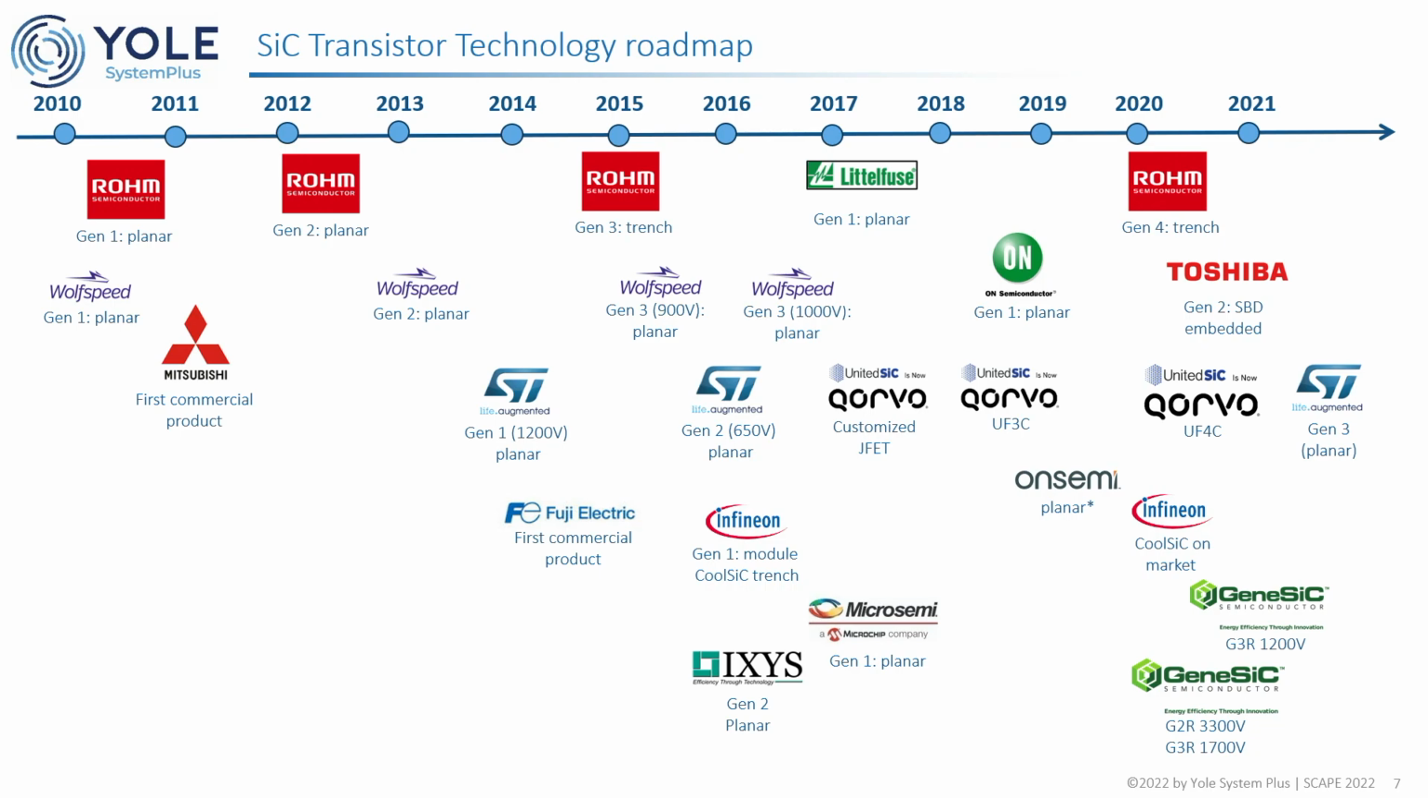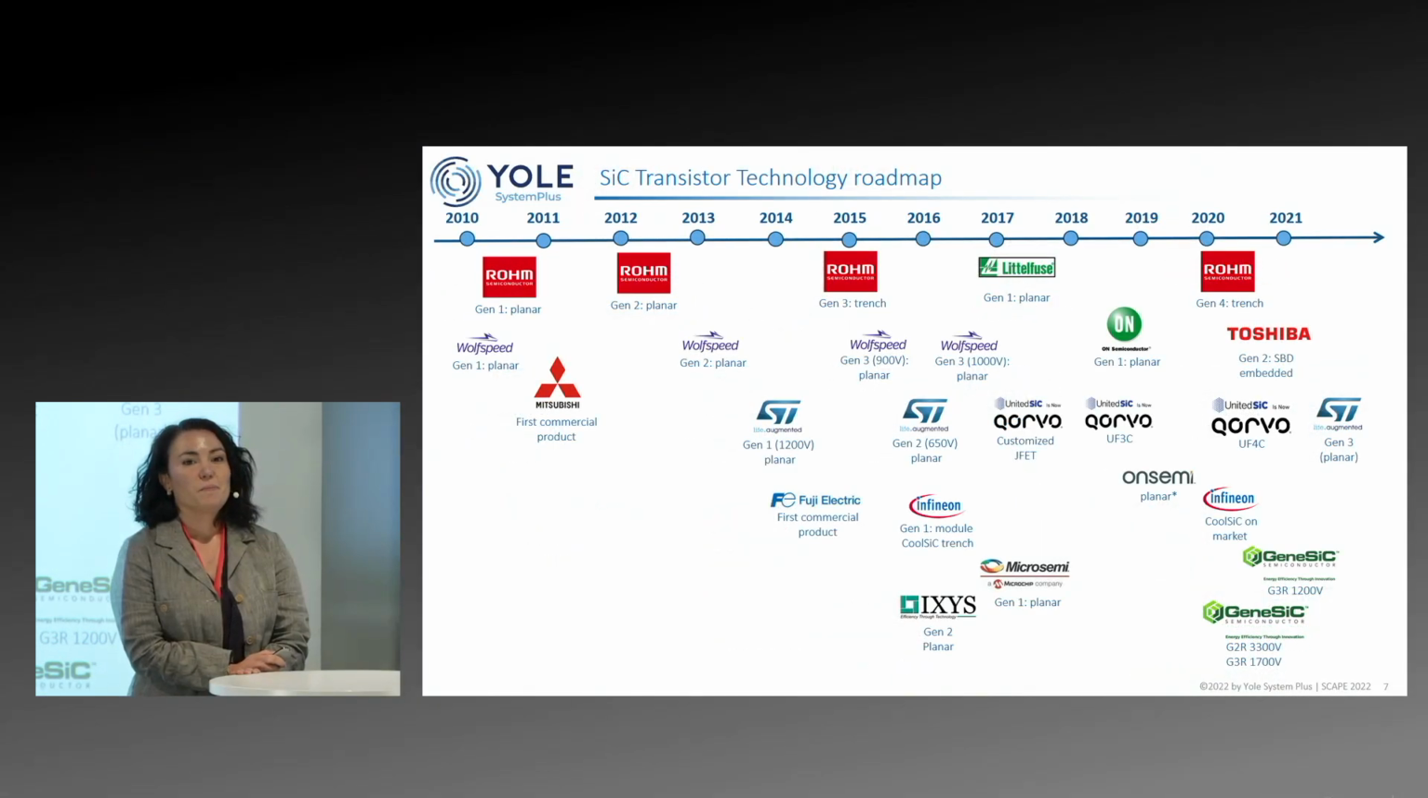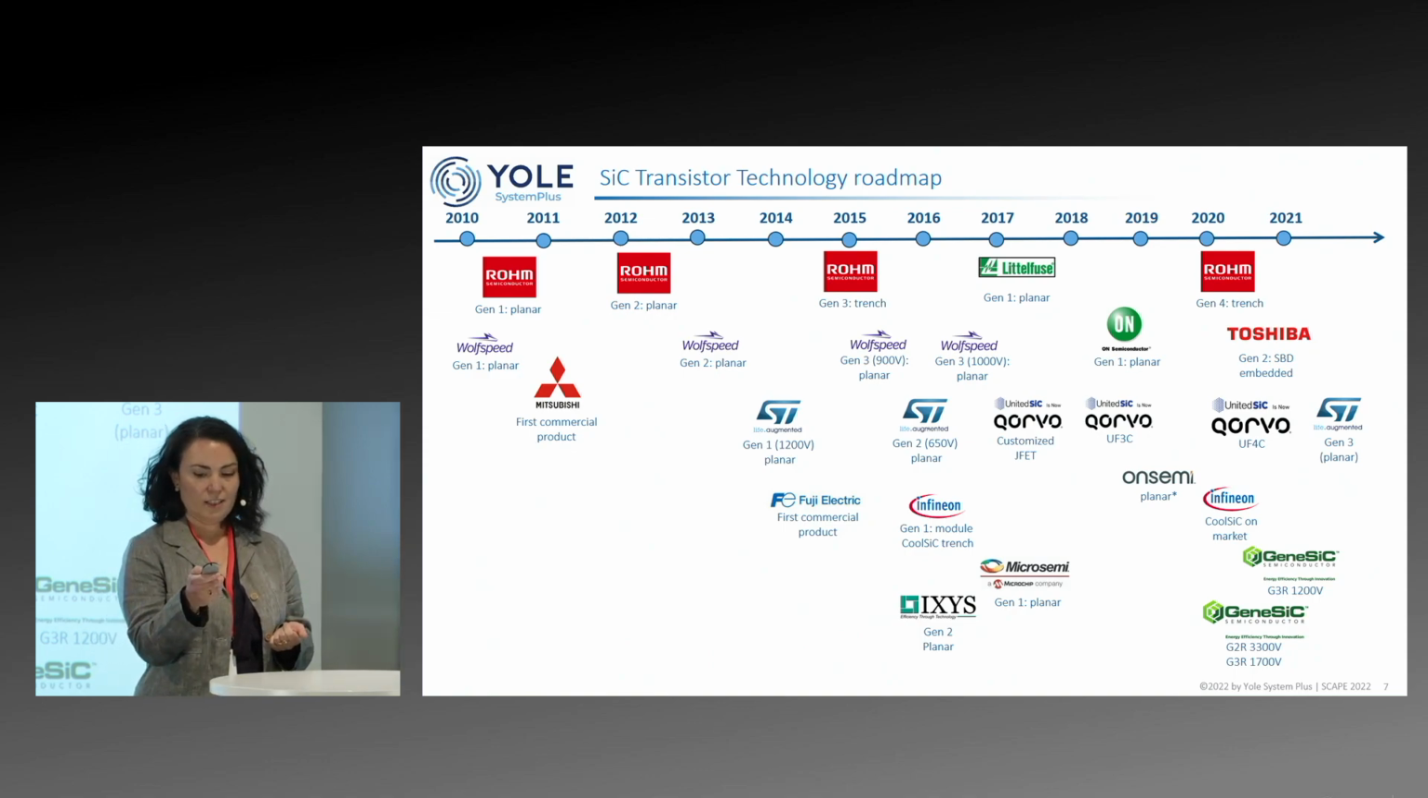And ROHM actually entered with the planar generation, but really fast switched to trench, and it continues to improve the new one. I will show you the fourth generation of trench from ROHM also. Wolfspeed is still on planar, but we will see in the near future. And then there are ST, Qorvo, other players that present their devices. And as we already see, the market is flourishing and moving.